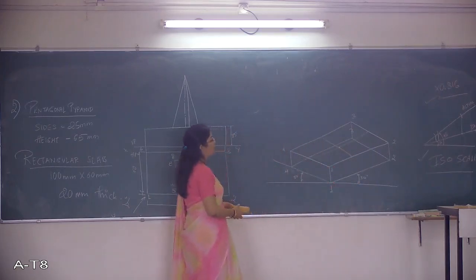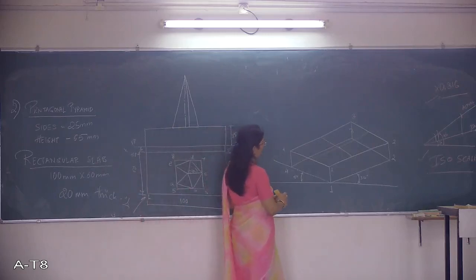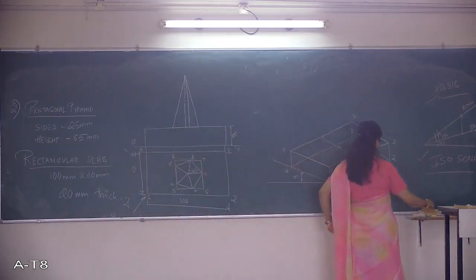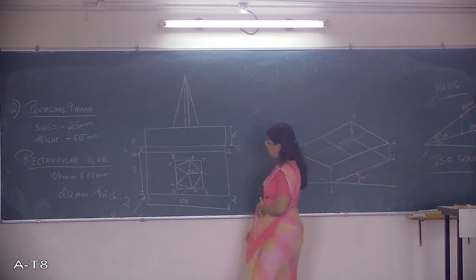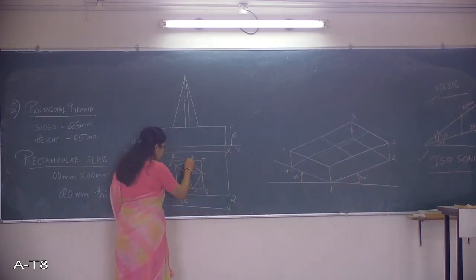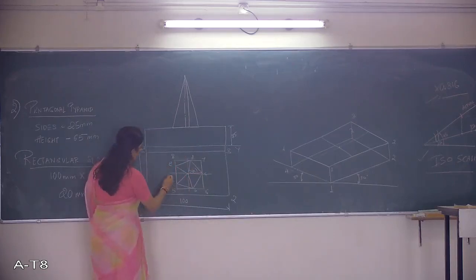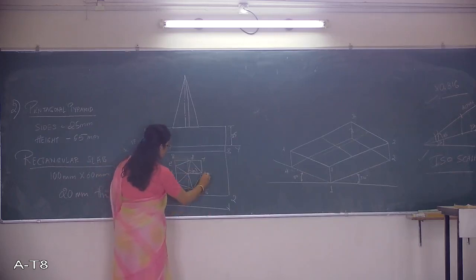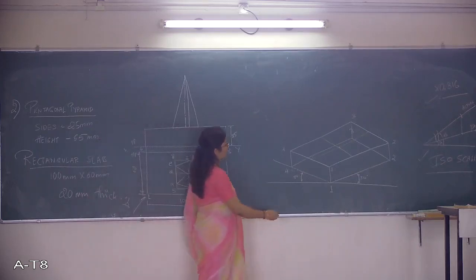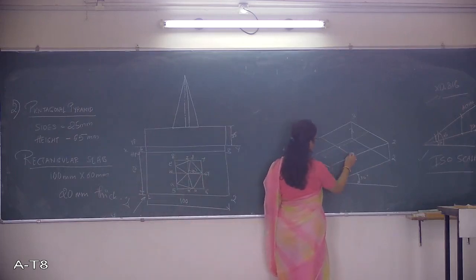Okay, so once you get this, I will get a similar center here also. I will just draw these lines such that I can mark this as W, X, Y and Z. So what I have marked here is my W, X, Y and Z.